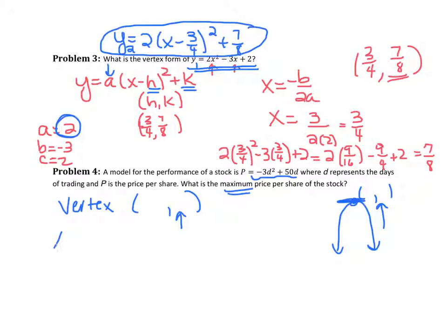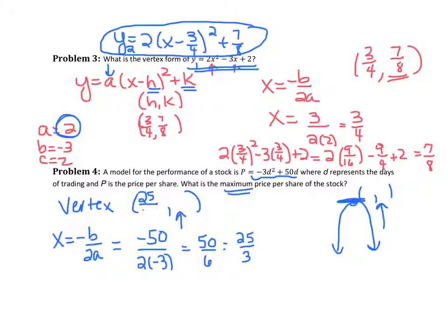So we're going to first start with negative b over 2a, because we need that then to plug it in to find our y. So our b in this case is 50, and our a is negative 3. As I clean that up, I'm going to get 50 over 6, which cleans up to 25/3. So that's our x value, but it's not asking for that. It's asking for really our y value. So now take this 25/3 and put it in for D and evaluate your price.